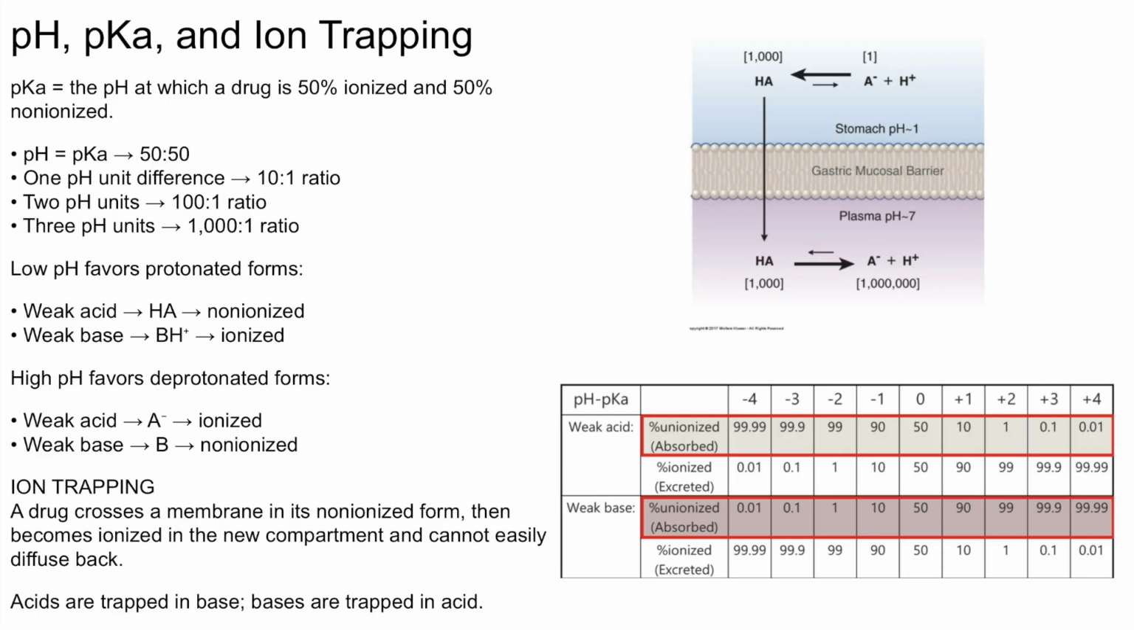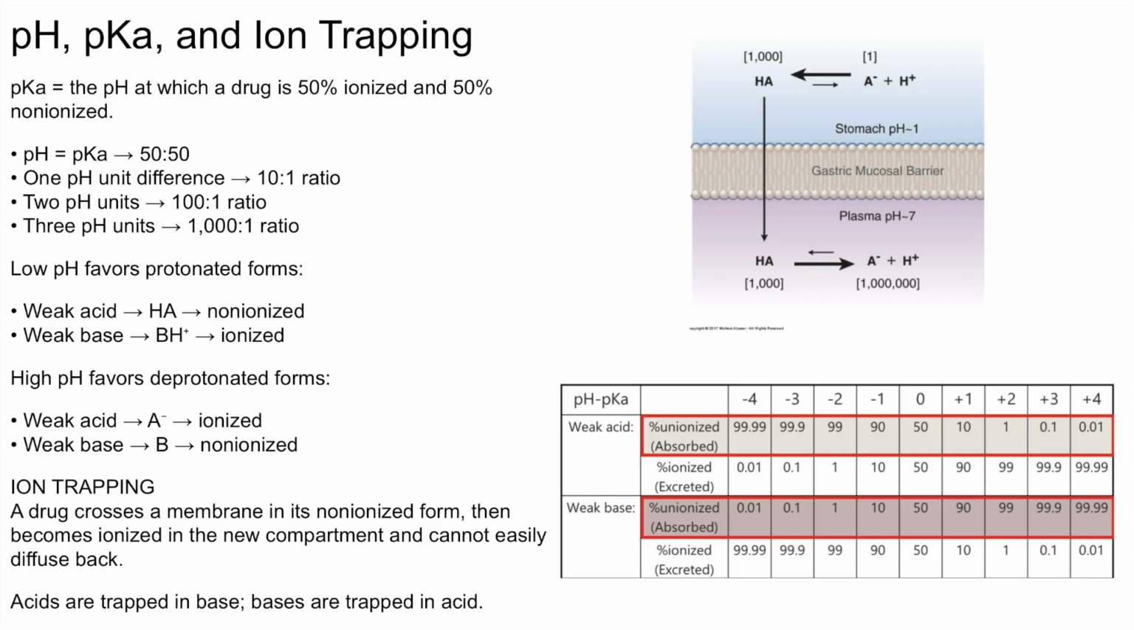And then based on the number you get at the top, right, -4, -3, -2, and so on, you can see how much is absorbed or unionized, okay? Because those two are interchangeable in this scenario. But do memorize this table.